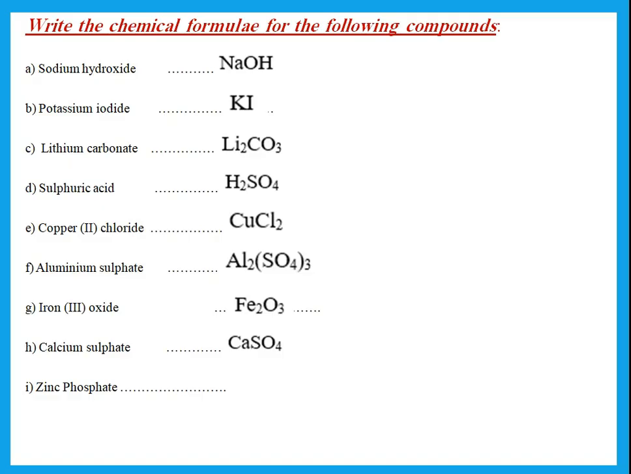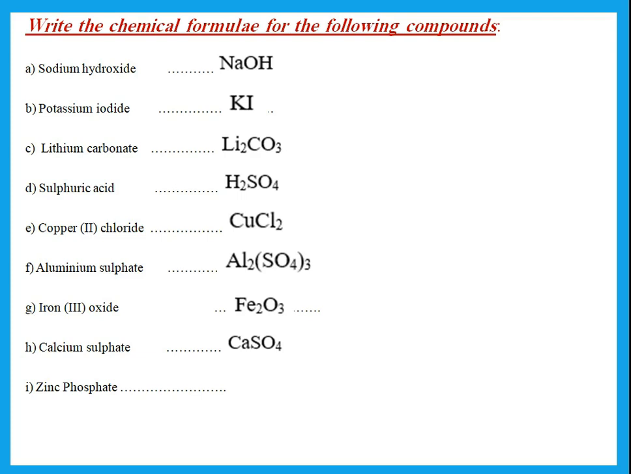Now, calcium sulfate. Calcium is in group 2, so its valency is 2. But sulfate also has a valency of 2. So as we said, if this is 2 and this is 2, they cancel each other and you don't write 2 in either of them. So it's just a 1-to-1 ratio.